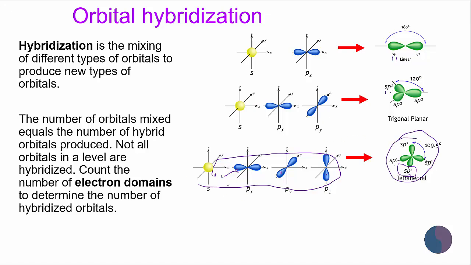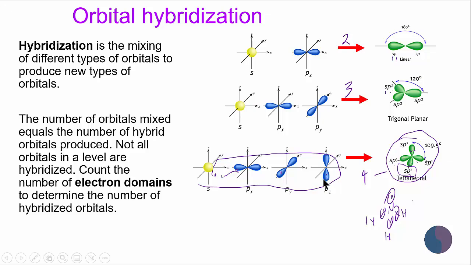And how do you know how many to mix? Well, you look at the formula, and you count the number of electron domains. Maybe there's a lone pair there, like NH3 that's coming up on one of these slides. So 1, 2, 3, 4. There are 4 domains, so there must be 4 hybrid orbitals. So it'll be sp3. Generally, if there are 2 domains, it's sp. If there are 3 domains, it's sp2. If there are 4 domains, it's sp3.